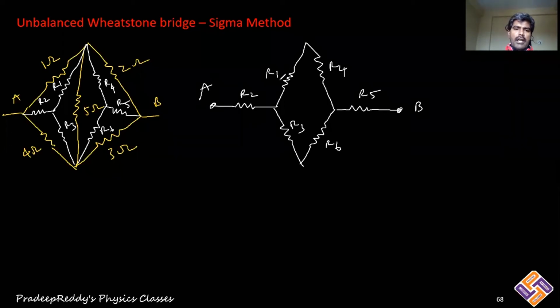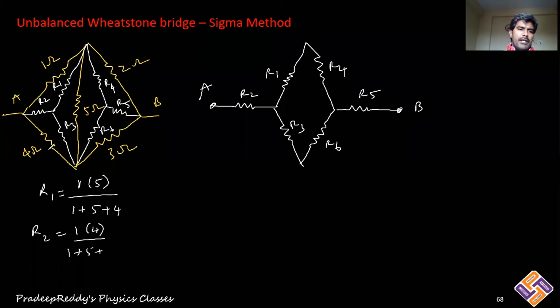Now I want to find out R1. So how do you write R1? R1 is equal to these two resistors, 1 into 5 divided by 1 plus 5 plus 4. How do you write R2? R2 is 1 into 4 divided by 1 plus 5 plus 4. Next R3. R3 is equal to 5 into 4 divided by 1 plus 5 plus 4. R1, R2, R3 values we have got.